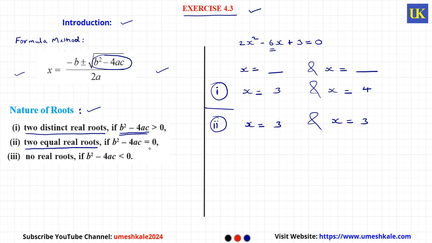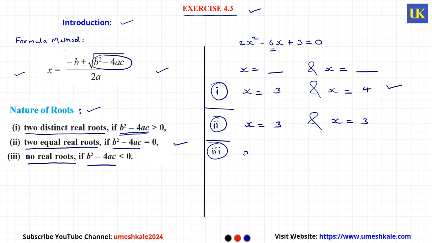And when will that happen? If the value of b square minus 4ac is equal to 0, then we will get two equal real roots. And if it is greater than 0, then we will get distinct real roots, different ones. Then the third possibility is what? No real roots. If the value of b square minus 4ac is less than 0, then we will get no real roots.